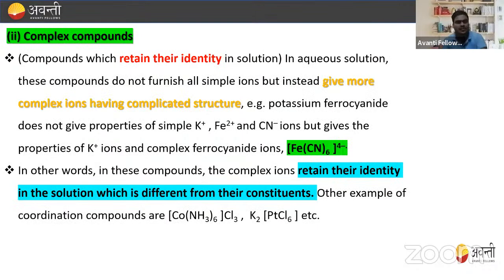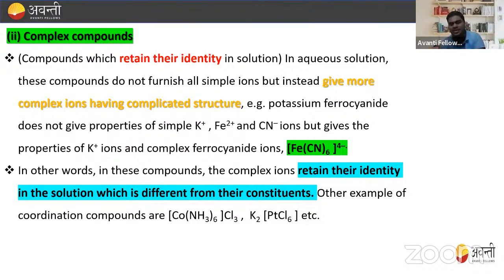Now, what is a complex compound that we are going to study in this chapter? What do you mean by a complex compound? Compounds which retain their identity in the solution. Basically, these compounds do not furnish all simple ions, but instead give more complex ions having complicated structure. So the first point is compounds which retain their identity in the solution.